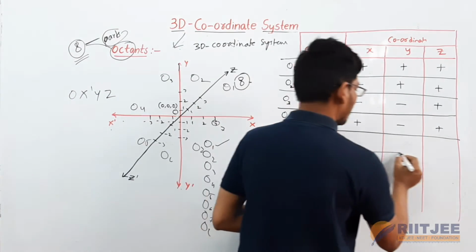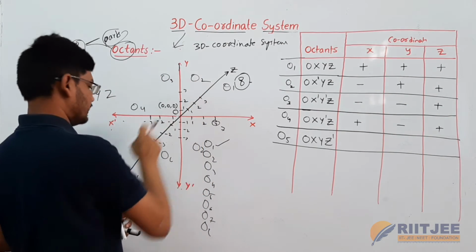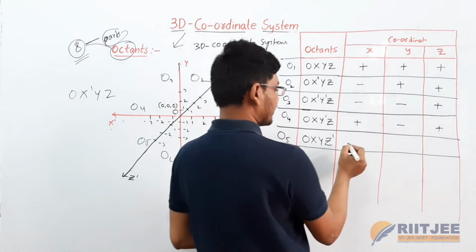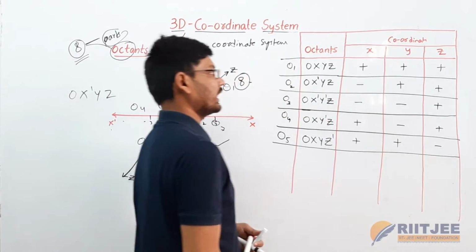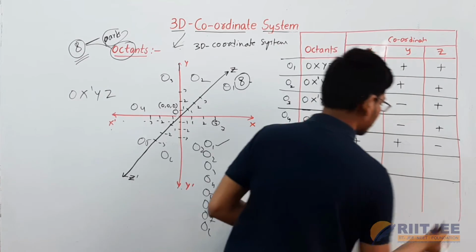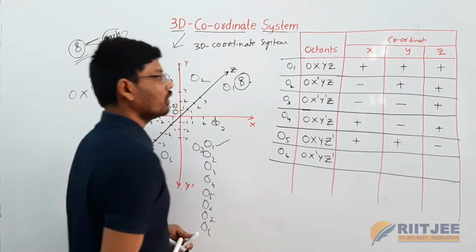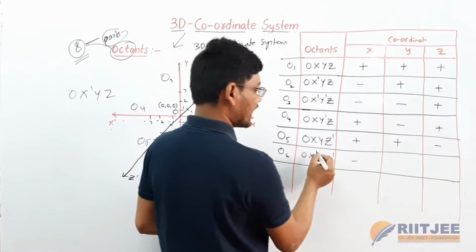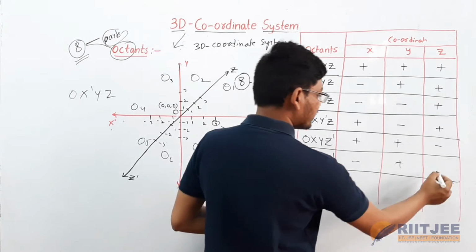On this octant, OXYZ dash. In this octant we are getting the X value positive, the Y value positive, and the Z value negative. And the octant 6, the next octant is OX dash YZ dash. Here we are getting X dash, so on the X axis it is negative, on Y it is positive, on Z it is negative.